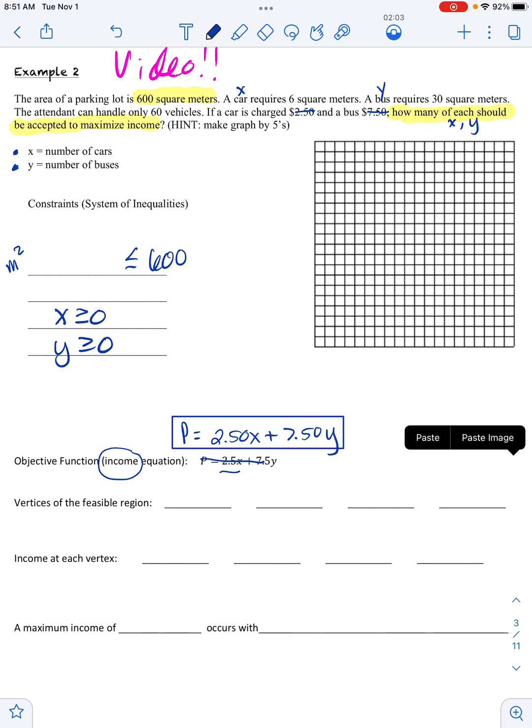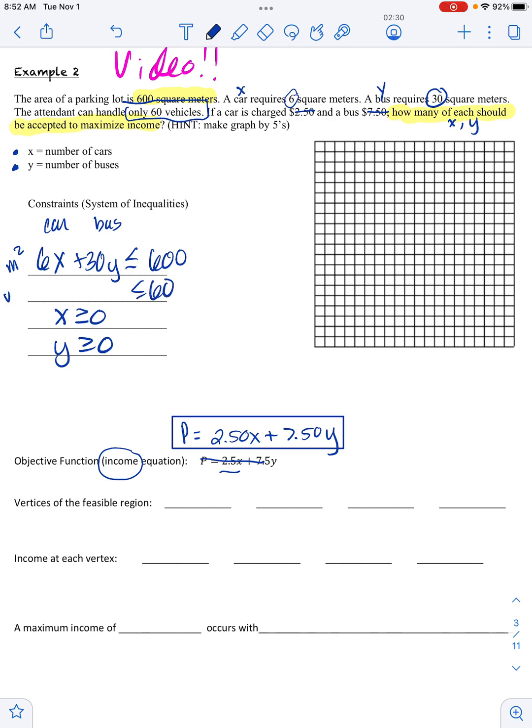So now I'm going to find out for cars and buses how many meters squared they each take up. It says a car requires 6 square meters, so 6 per car, and a bus requires 30. So that's going to be plus 30 per bus. The other thing, it says an attendant can handle only 60 vehicles. So this is going to be the number of vehicles, and 60 is my limit. This can be confusing, but it's basically just saying the number of cars plus the number of buses has to stay at or below 60.